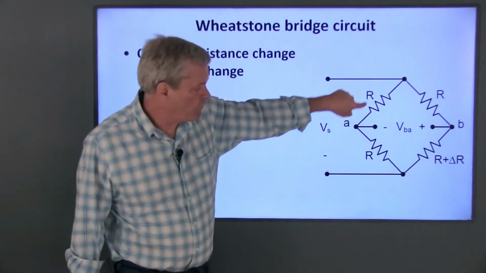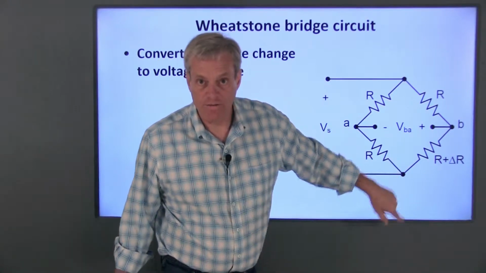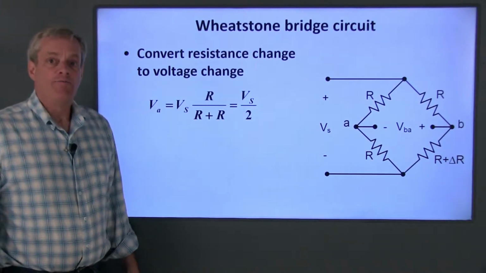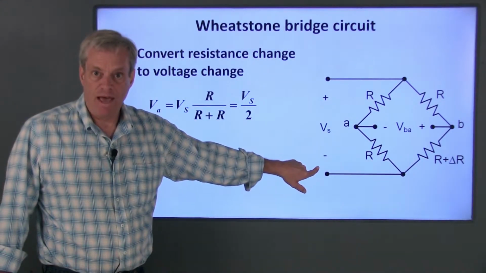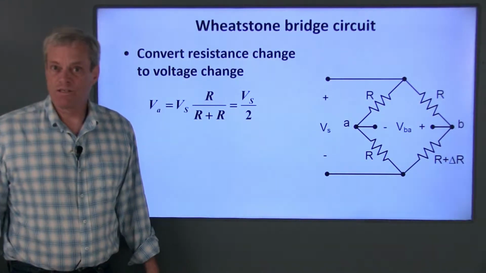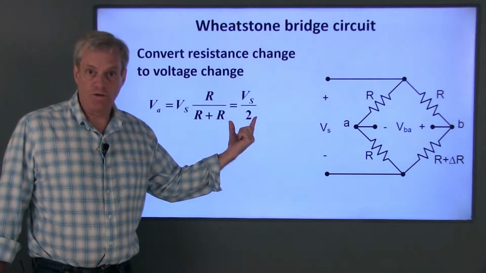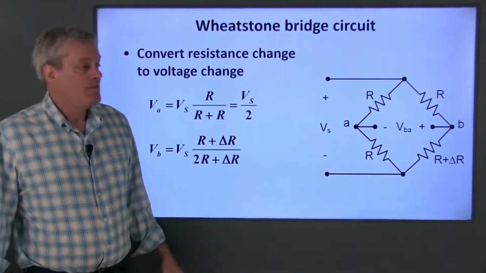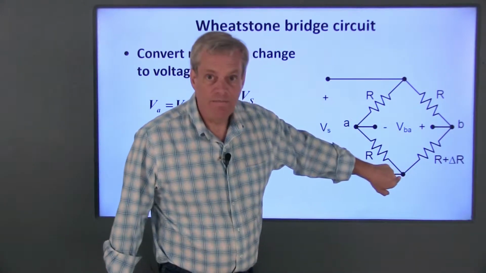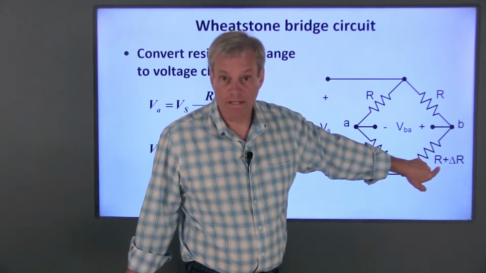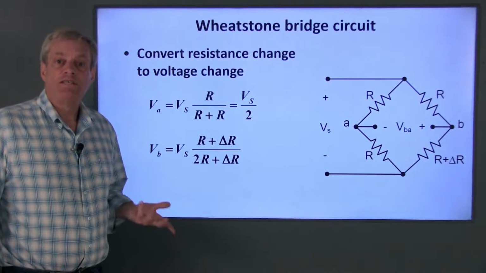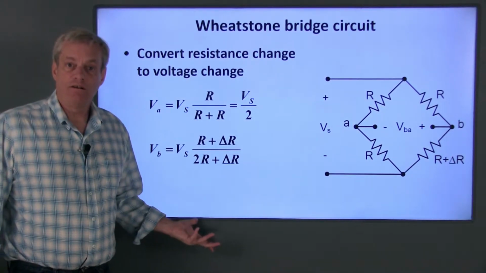This circuit consists of two voltage dividers that are in parallel with each other. The voltage V sub A can then be calculated from a voltage divider formula. V sub A is the total voltage, V sub S, times this resistance over the sum of these two resistances. Since those resistors are the same, this is just V sub S over 2, and it never changes. This side of the circuit is also a voltage divider. So V sub B is equal to V sub S times this resistance, R plus delta R, over the sum of these two resistances, which is this. So V sub B increases as delta R increases.